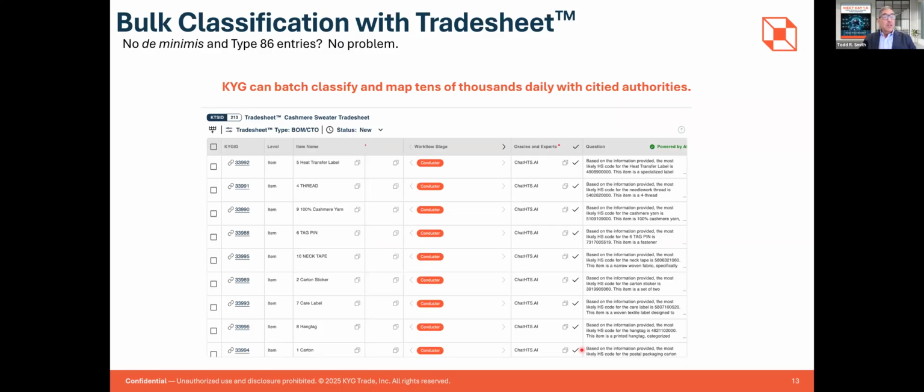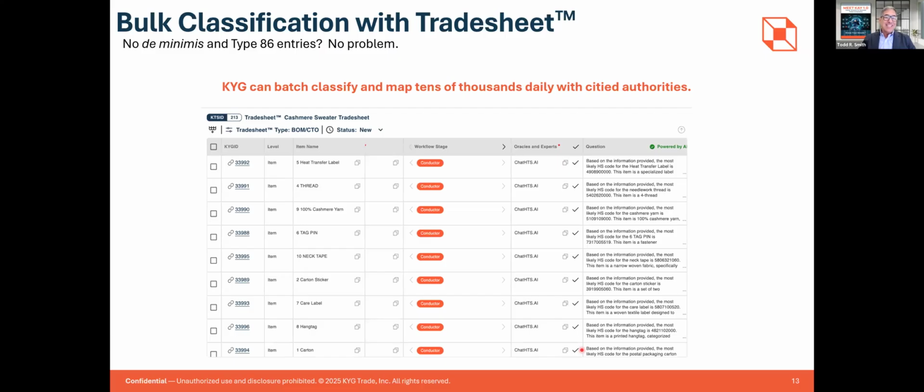Now, if you fall into that fact pattern where on May 2nd, you're no longer going to be able to declare your goods under a type 86 or de minimis entry, you should know that our platform is capable of ingesting literally tens of thousands of products. We can run these in bulk. We can run thousands, if not tens of thousands, within 24 hours. And you're not only going to get an HS code, but you're going to get the whole rationale, the citations that I showed you earlier. All of that's going to come from our system in bulk, in mass.